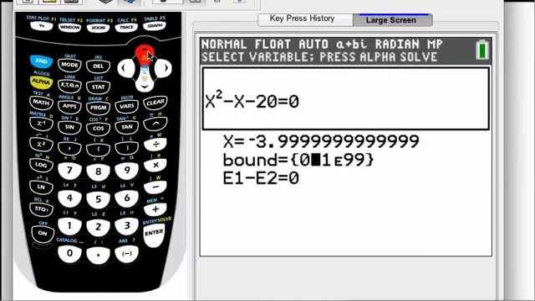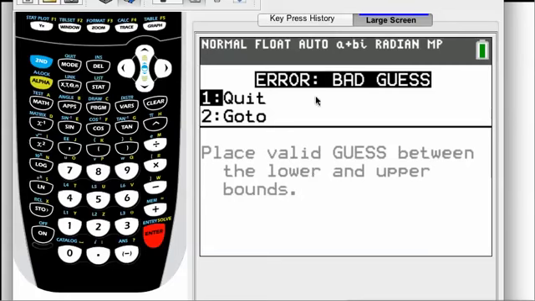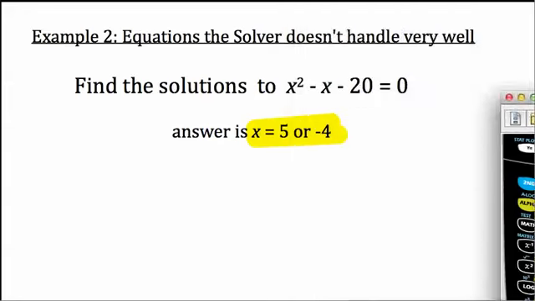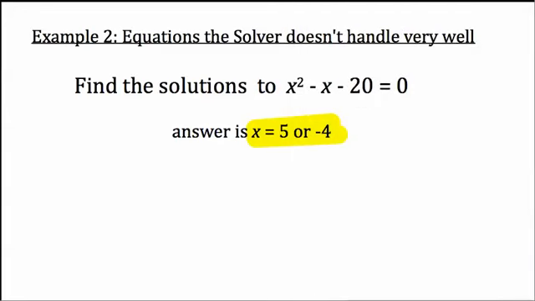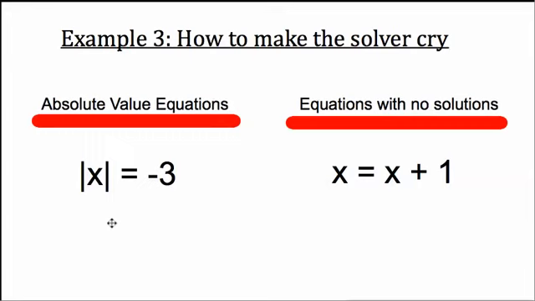So I'm going to place the cursor back on X. I'm going to hit alpha, enter, and whoops, bad guess. Okay, I don't know why it didn't find the 5, but it didn't. And it should have, but it didn't. And so you might be led to think that there's only one answer, when in fact there's two. So this is one of the limitations of the calculator you need to know about. Bad guess. Yeah, whatever.